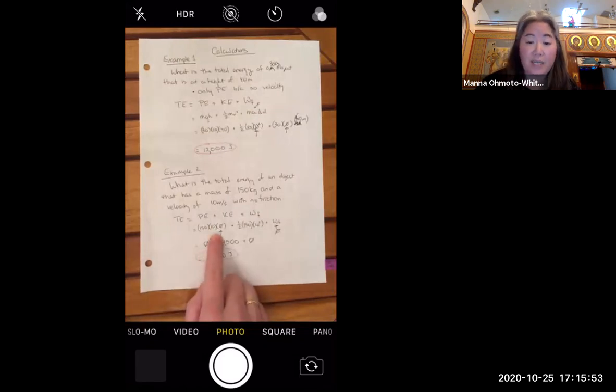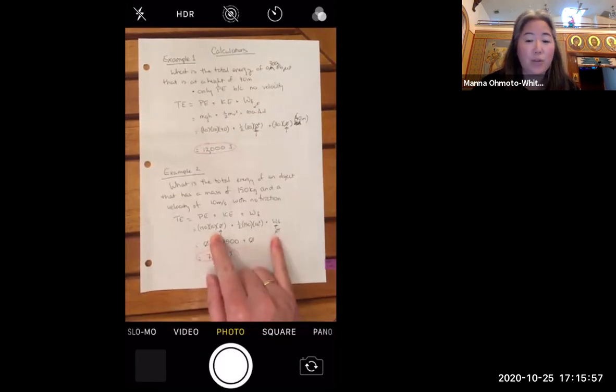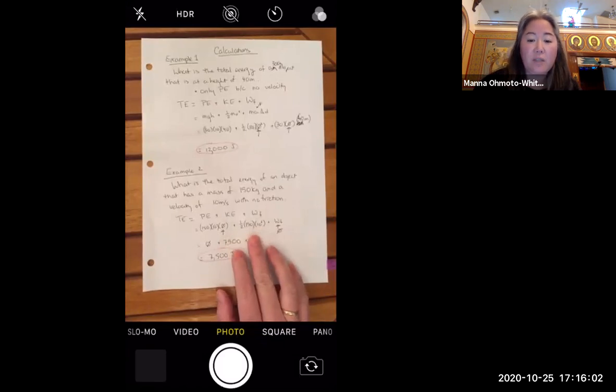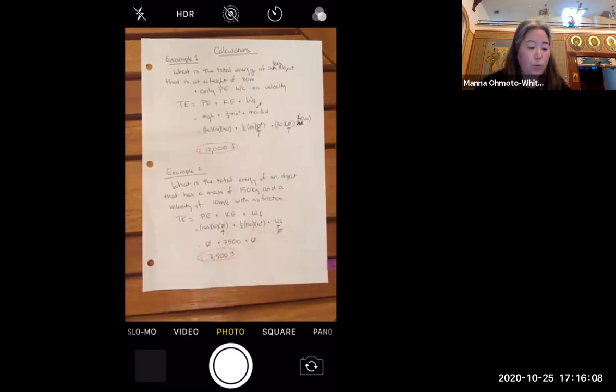So because there's no change in height, the potential energy is zero. I already told you that there's no friction. So now all I have is kinetic energy, which is 1/2 mv squared, which is 1/2 times 150 times 10 squared, and that equals 7,500 joules.